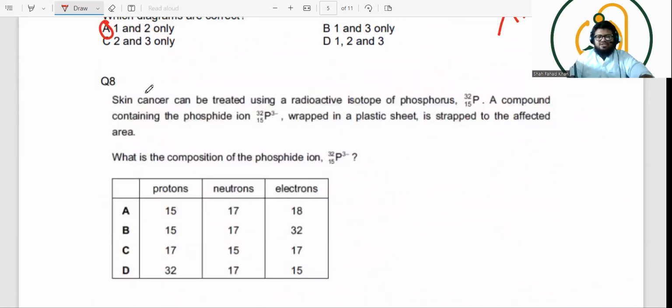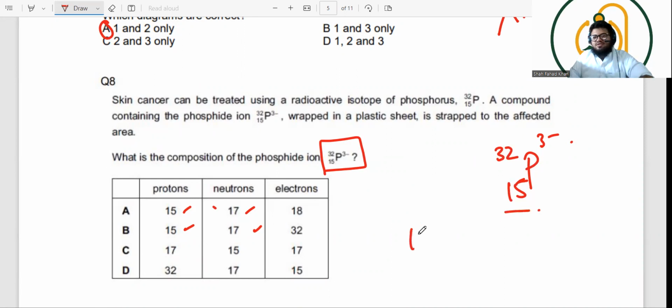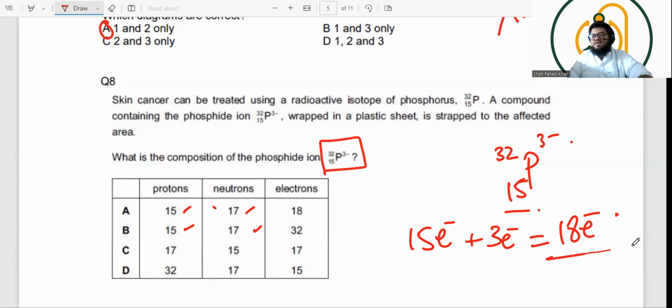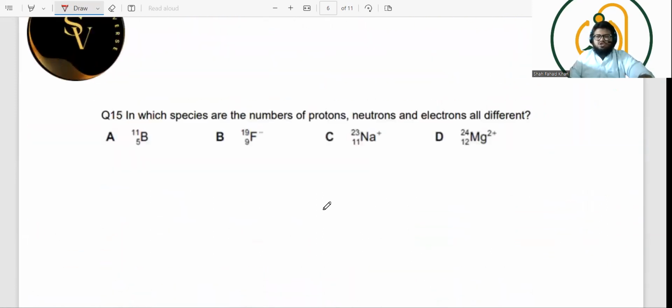What about this one? In this scenario, they're just asking the composition of the phosphide ion. Phosphide is 15P32 with a 3 negative charge upon it. So 15 actually means there are 15 protons. Neutrons are just the difference between them, and it's the same, so you don't have to worry about them. What about the electrons? There are 15 protons, which means that it actually had 15 electrons. But because there is a charge of 3 negative, this means that 3 extra electrons have been gained, making a total of 18 electrons. So it has 18 electrons. Option A is correct.